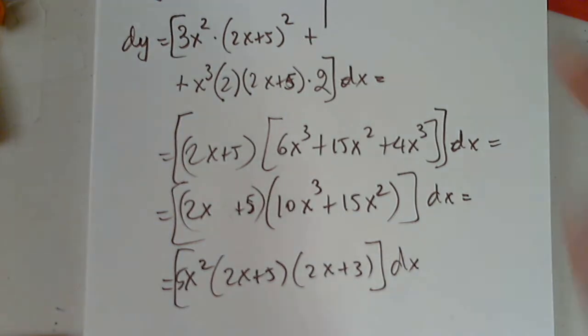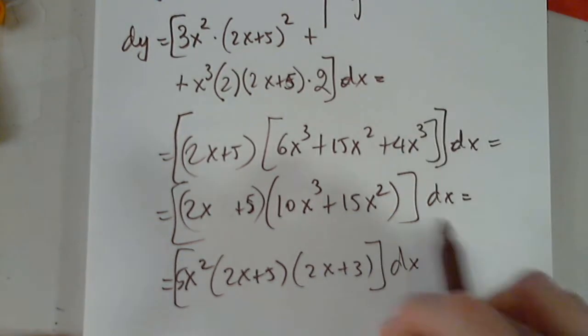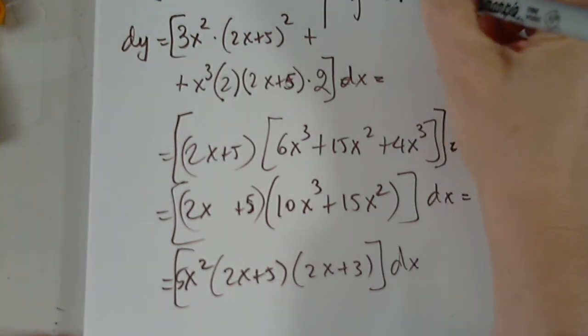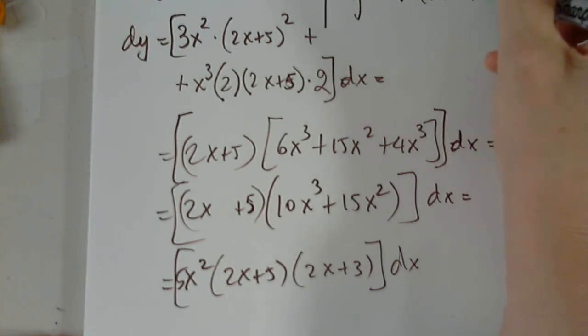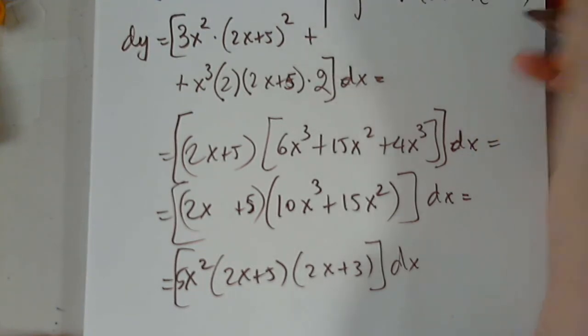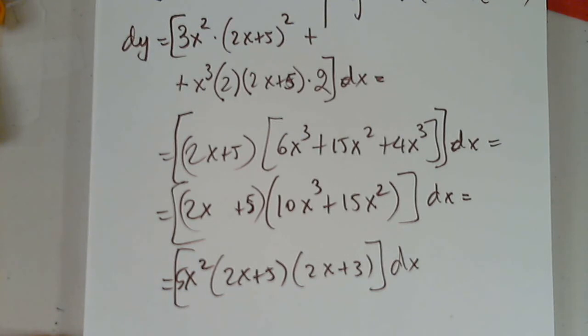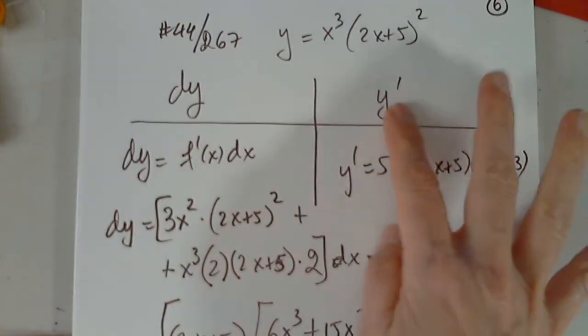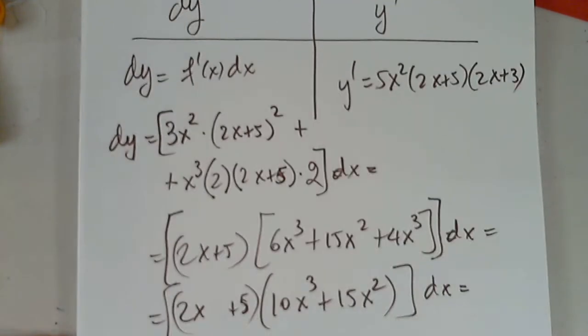dx. What is y prime equal to? All this without the dx. 5x squared, 2x plus 5, 2x plus 3. This is a very big difference because you will see what happens in chapter 4. So dy is this, y prime is just that. Okay, and finally, we can look at marginals.